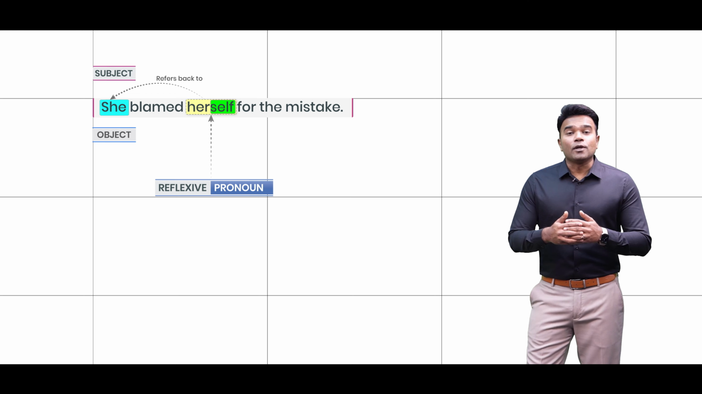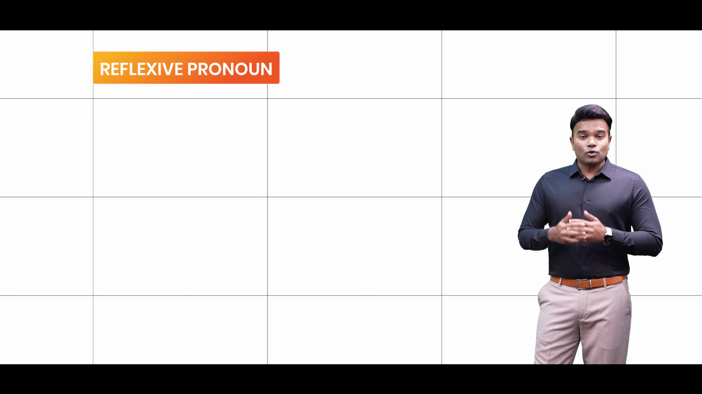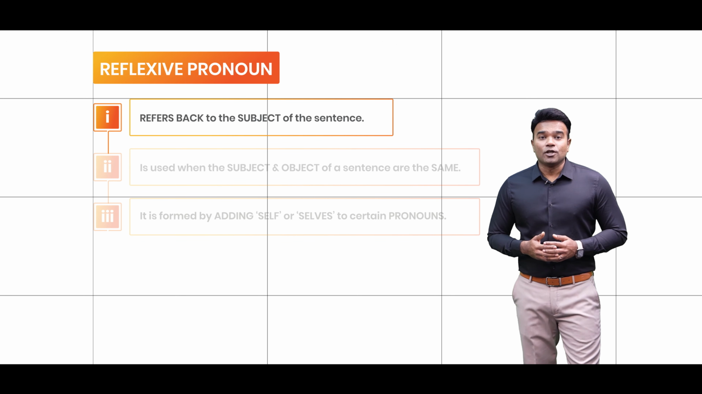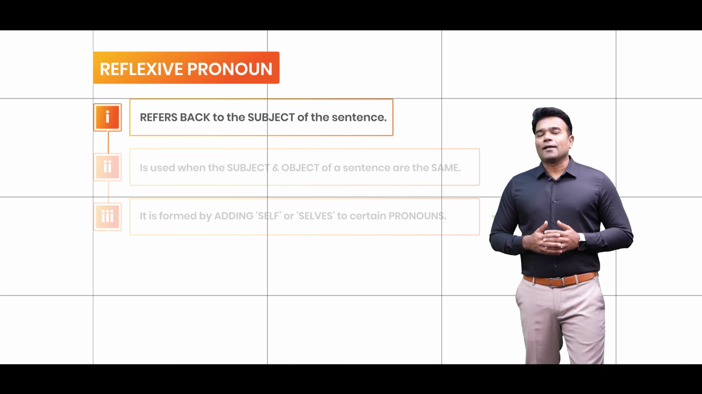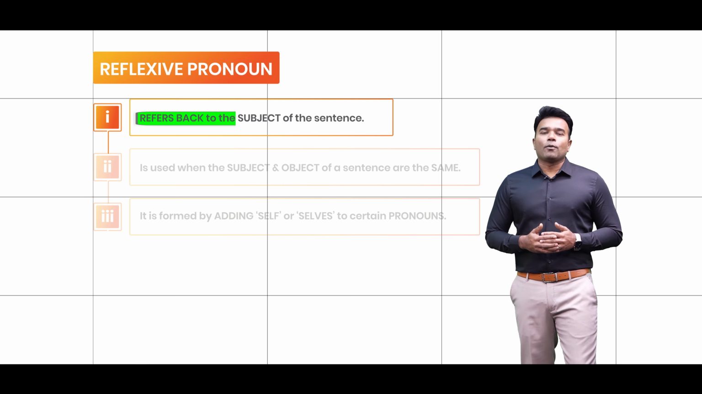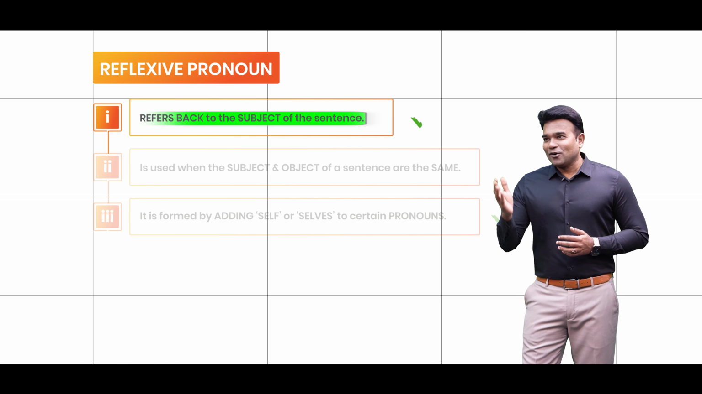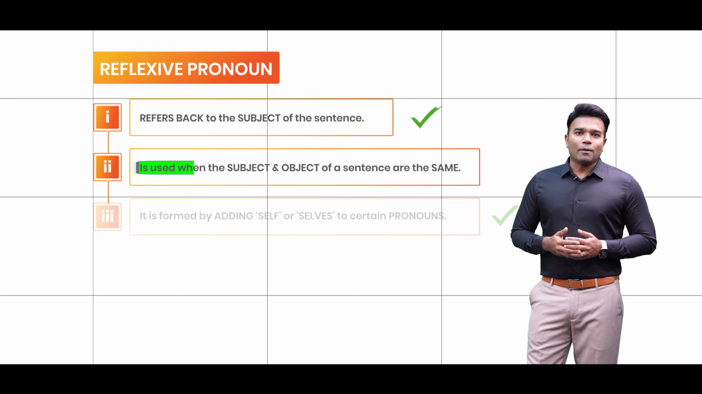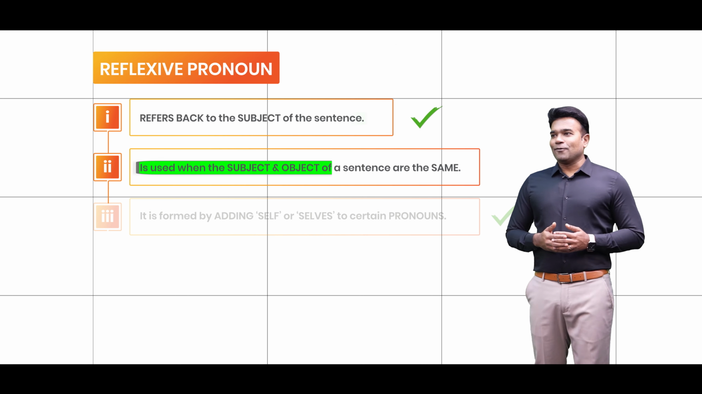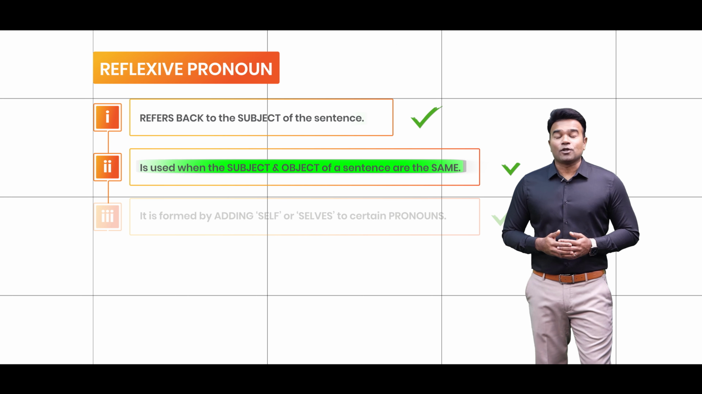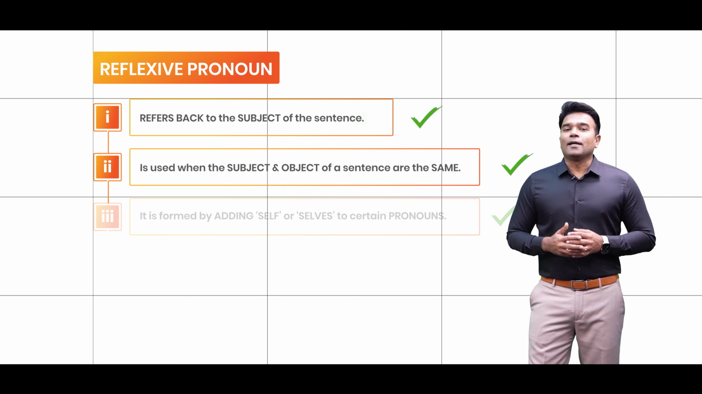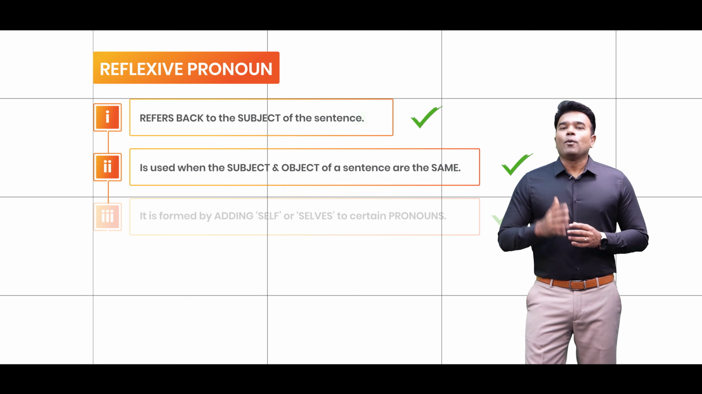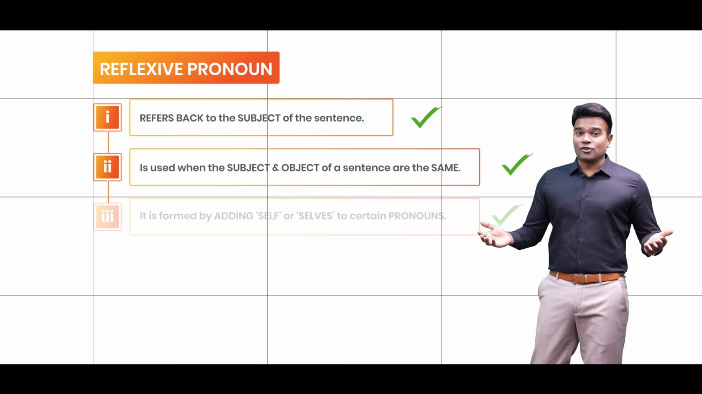So now, in case you look back at the definition, I'm sure that you can understand that a reflexive pronoun happens to be such a pronoun that refers back to the subject of the sentence. Also, reflexive pronouns are used whenever the subject and the object of the sentence happen to be the same. So now that you have obtained clarity about the definition of the reflexive pronouns, let me give you a few more examples to substantiate this for you.